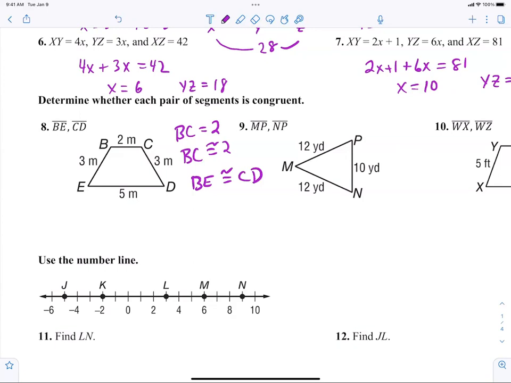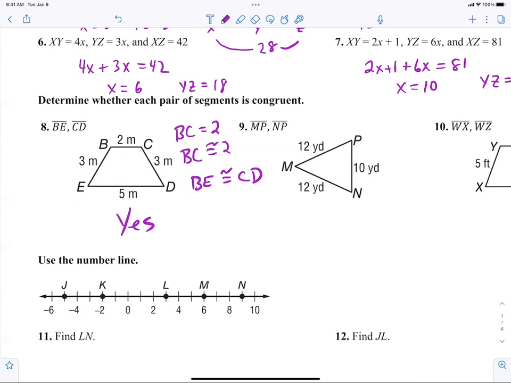So once again, sides are congruent. Sides are equal to a number if you're talking about a measurement. So in this case, determine whether each pair of segments is congruent. Is BE congruent to CD? Yes, because their measures are equal. The sides are congruent. So this would be yes.